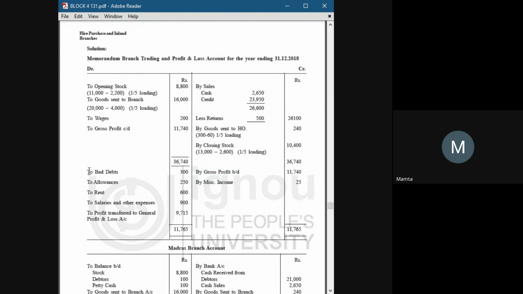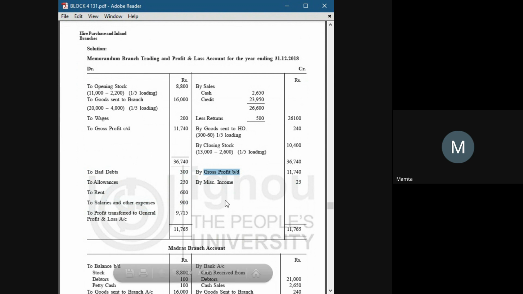All the bad debts of 300 are mentioned here. Allowances of rupees 250 are mentioned here. Rent and salaries and other expenses are also mentioned in the P&L account. The miscellaneous income, which was mentioned in the petty cash, is 25. Gross profit, we get it from the trading account.